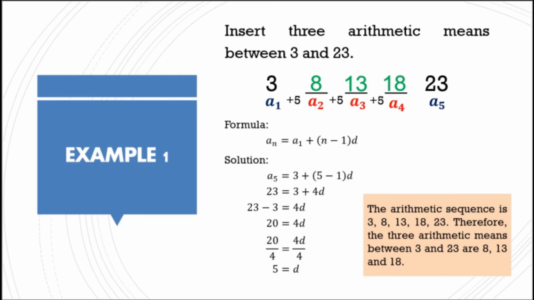The arithmetic sequence is 3, 8, 13, 18, 23. Therefore, the three arithmetic means between 3 and 23 are 8, 13, and 18.